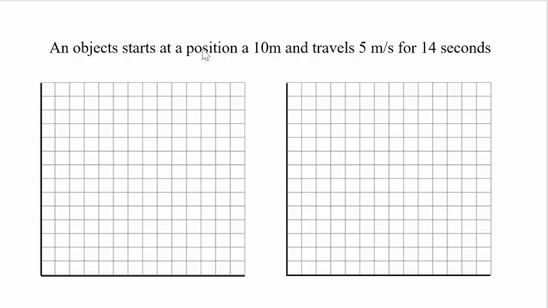It's going to start at a position of 10 meters. It's going to travel at a constant velocity of 5 meters a second for 14 seconds. To start, we will draw the velocity versus time graph first.